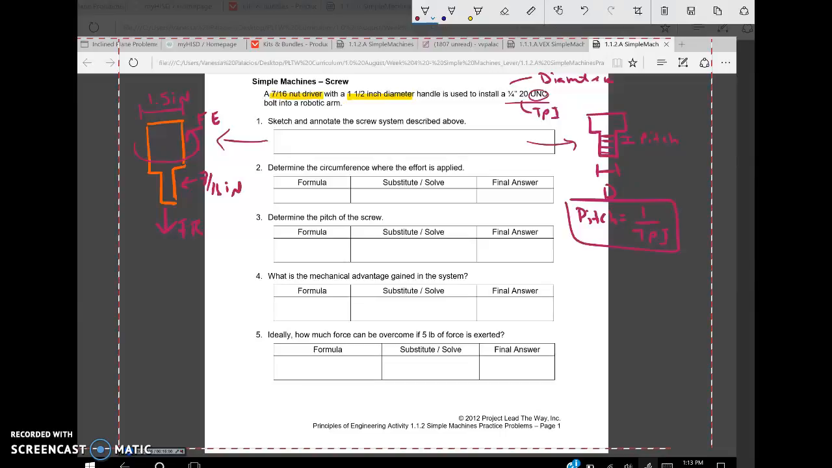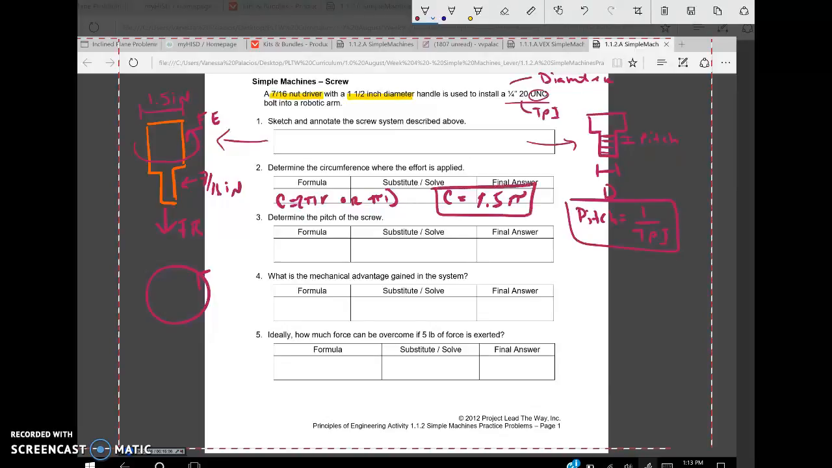So the circumference is actually going to be a circle. So if we look at the distance that effort force is traveling, it's going to be the circumference of a circle. And we know the diameter of that, and the equation for a circumference is 2 pi r, or you can do pi d. So the answer would be 1.5 times pi. Determine the pitch of the screw. We know the TPI, so 1 over TPI, and that would be 1 over 20. Remember, it gave it to us in the thread information, and that's where the 1 over 20 comes from. So that's the pitch, based off this equation here.